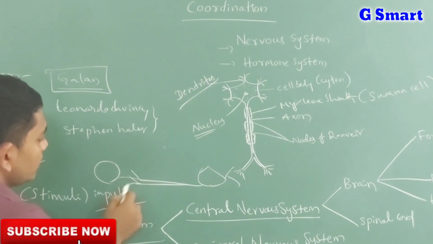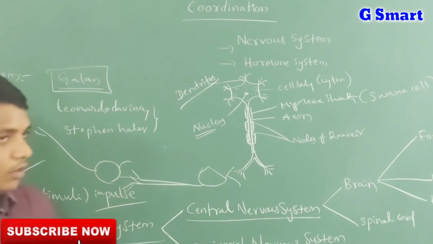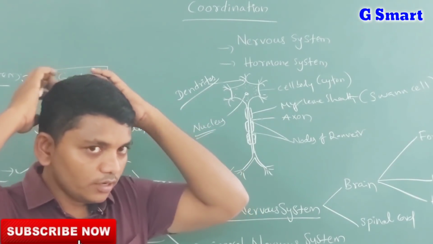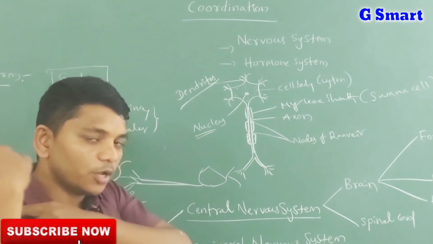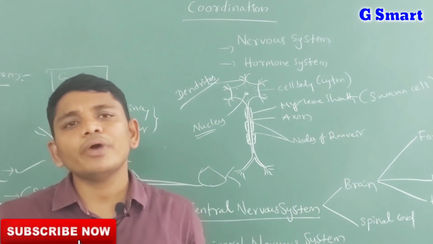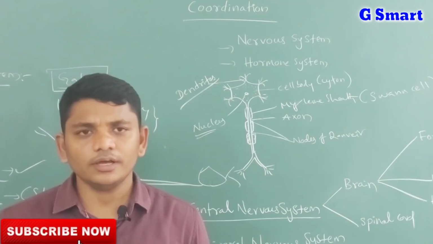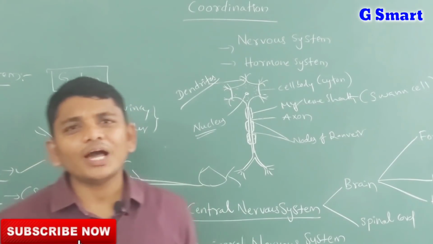And this nerve cell is combined with one more nerve cell. If the nerve cell starts from here, it is combined with another one, and that one is also combined with another one. In this way, each and every nerve cell is combined with the surrounding nerve cells. Is it clear? Okay. Why should it be combined with others?